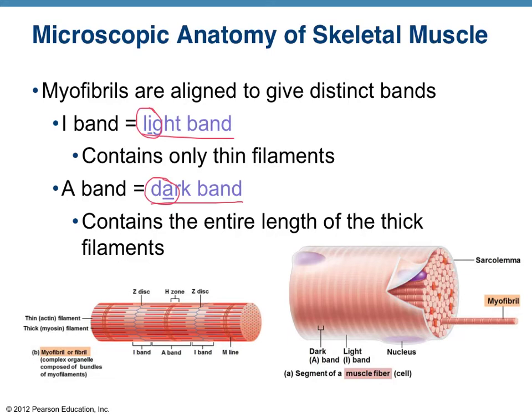and where there's overlap, you have a darkness. Where there's not overlap, it's more of a light pattern, and it's not as thick or dense at that point. So they give kind of an alternated light and dark appearance. That's what gives rise to the striations in muscle tissue.